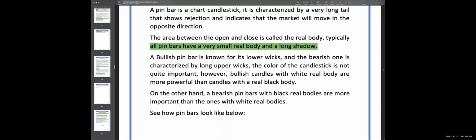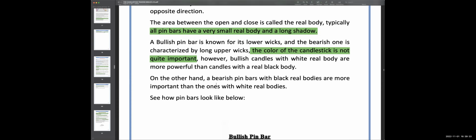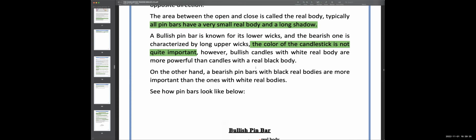The color of the candle is not really quite important. That's one thing you should also note. However, bullish candles with white real bodies are more powerful than candles with a real black body. On the other hand, bearish pin bars with real black bodies are more important than the ones with white real bodies. See how pin bars look like below.